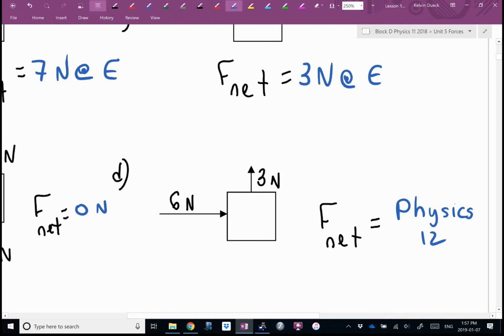Physics 12 will go two-dimensional. We'll start saying, okay, what if everything isn't in a nice straight line? And I'll teach you something called vector mathematics. If you want to know the answer, it would look like this.